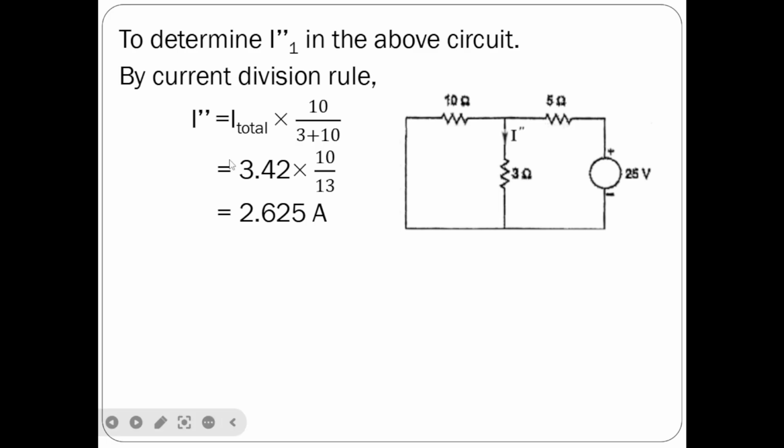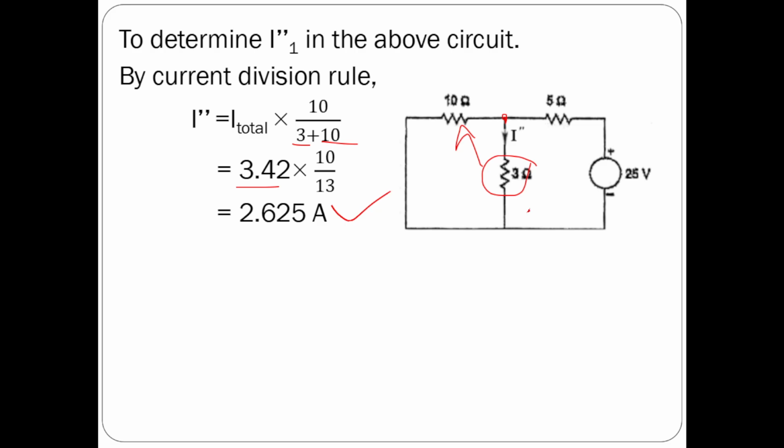Now current in 3 ohms, that is I double dash, is equal to total current entering the junction, where current is dividing here. Total current entering the junction is 3.42 into what is opposite to the 3 ohms, that is 10 ohms. Current is dividing between 10 and 3, therefore 10 is opposite to 3. Therefore 10 divided by opposite resistance by self resistance plus opposite resistance. So 10 by 3 plus 10. Just solve it, you will get 3.42 into 10 by 13. You just simplify, you will get 2.625 amperes.